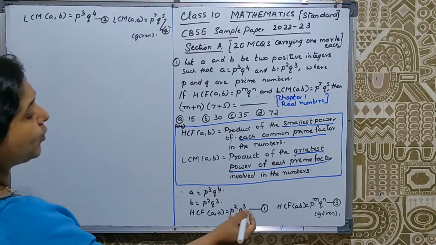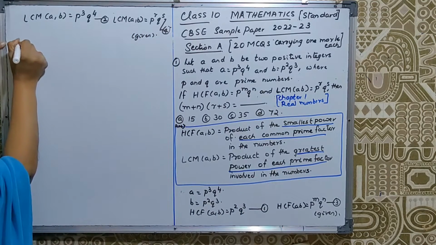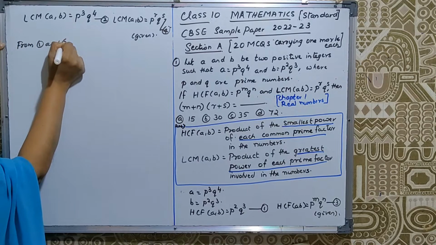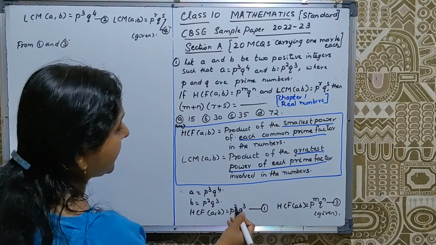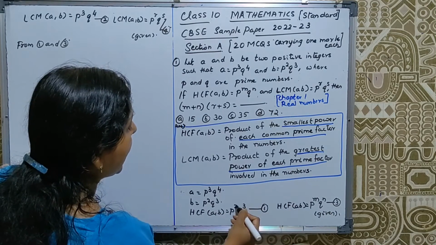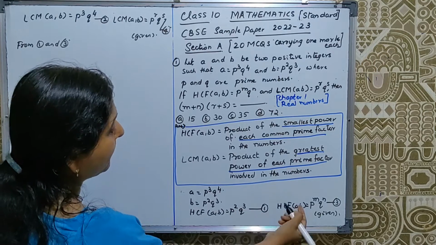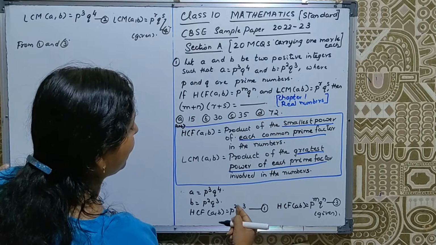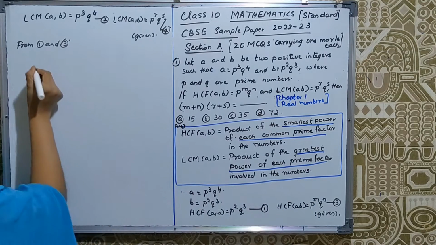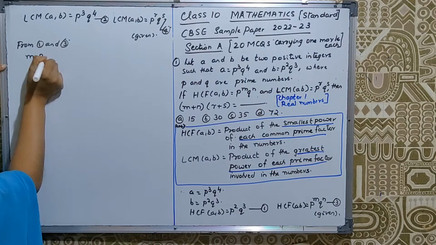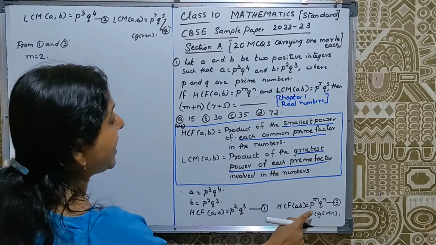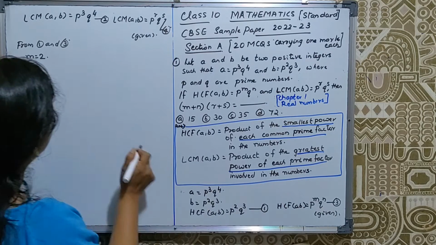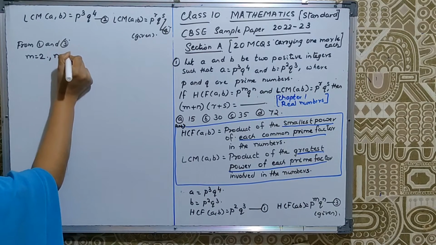Now we are comparing 1 and 3. From 1 and 3, we are comparing the powers. When we compare the powers of P in equation number 1 and 3, the value of M is 2. So from 1 and 3, M equal to 2. Now we are comparing the powers of Q in equation number 1 and 3. So the value of N is 3.